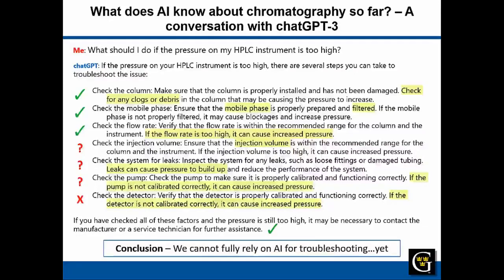It talks about the injection volume affecting the pressure, which doesn't really make sense. It even goes on to talk about how leaks can cause increased pressure, which doesn't make any physical sense at all. And I think the last one is particularly interesting. It says if the detector is not calibrated correctly, it can cause increased pressure. I have no idea how this would be possible.